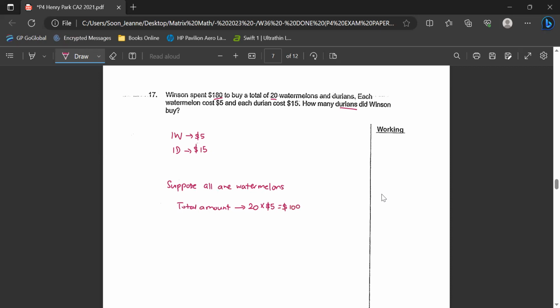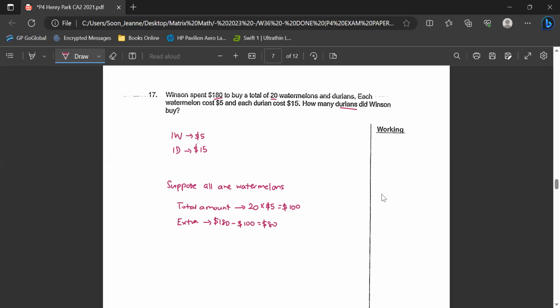But then, of course, the question says that Vincent spent 180, which means that this is not the amount of money spent. So there's actually some more extra money that Vincent spent. How much extra? 180 minus 100. He spent $80 extra. Okay.